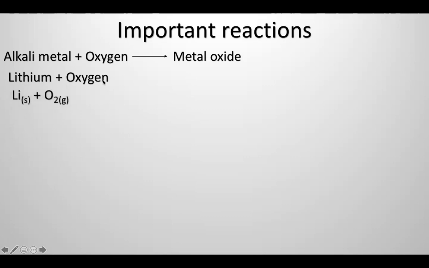Lithium plus oxygen. We have the symbolic equation as well. So Li, solid, plus O2, bivalent gas, oxygen, would give you lithium oxide, LiO2, solid. Okay, so that's easy enough for you guys to know. Just remember, alkali metal plus oxygen gives you metal oxide.